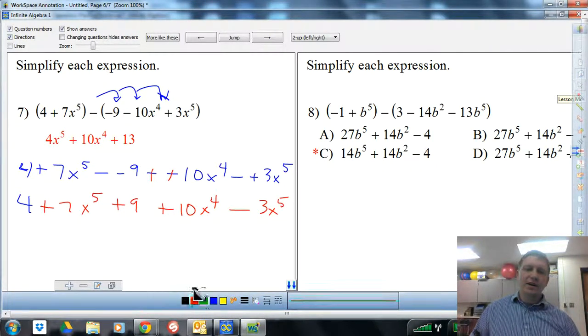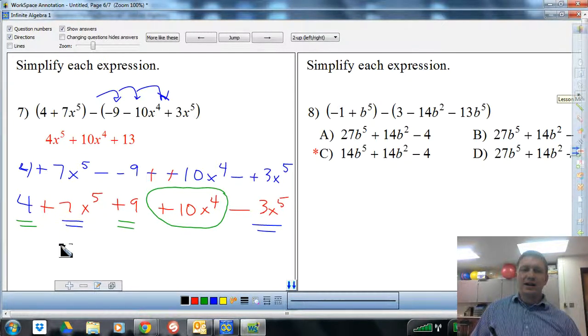At this point, we're going to combine like terms. So this one goes together with this one. And over here, this one can go together with this one. And over here, this one doesn't have any friends. Oh, no, it's so sad. So once I do that and I combine my like terms, I put 4 plus 9 together.